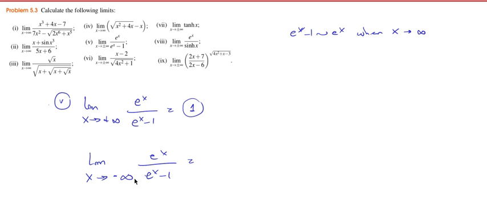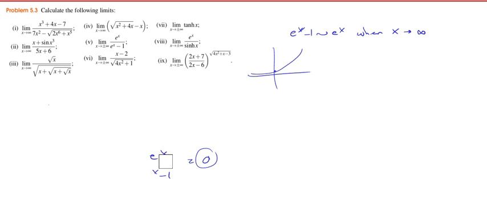Okay, now when x goes to minus infinity, this goes to 0, right? We know this is e to the x. When x goes to minus infinity, this is getting smaller and smaller and smaller, right? So this is something that goes to 0 divided by minus 1, because this is asymptotically negligible when compared to this. So this is 0. Okay, so this function has two different behaviors when it goes to plus infinity and minus infinity.